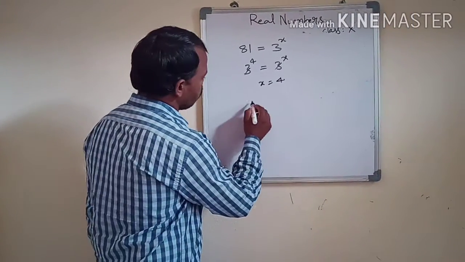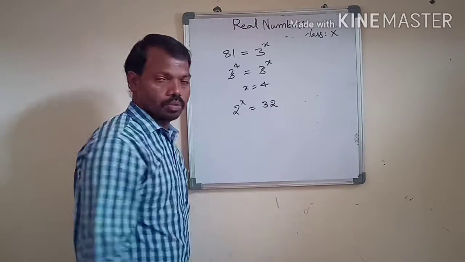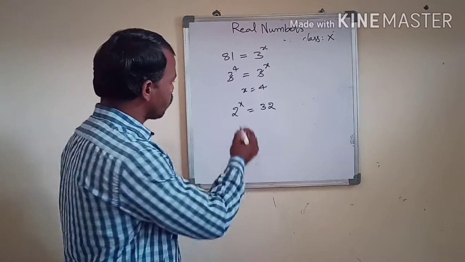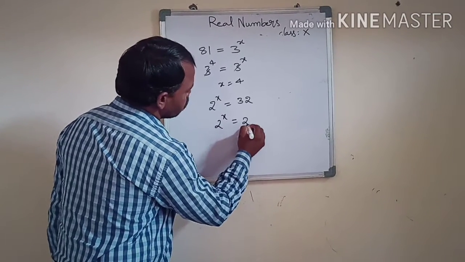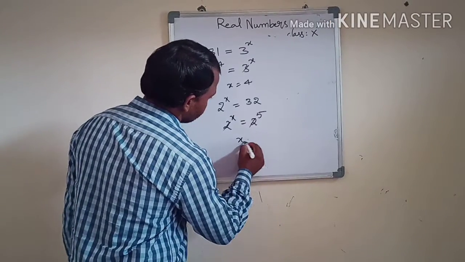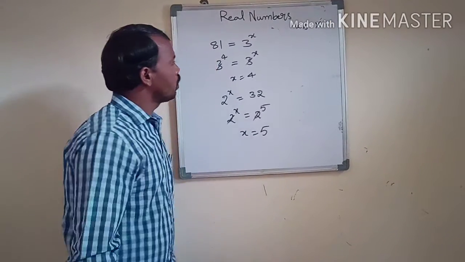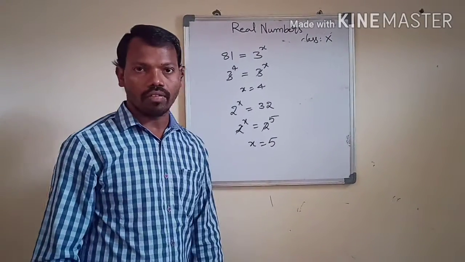Let us see one more example. 2 to the power of x is equal to 32. Then can we find the x value here? So 2 to the power of x is equal to 2 to the power of 5. Then the bases will be cancelled. x is equal to 5. So in this situation we easily find out the value of x.